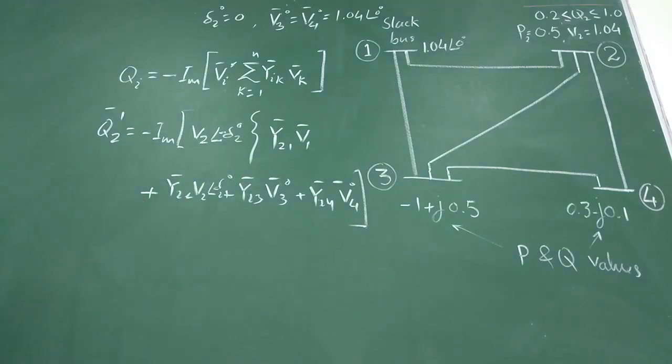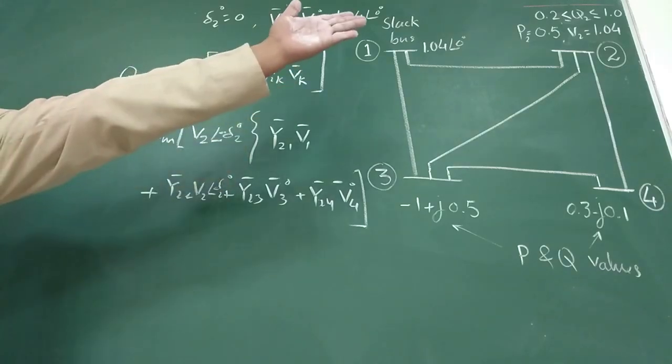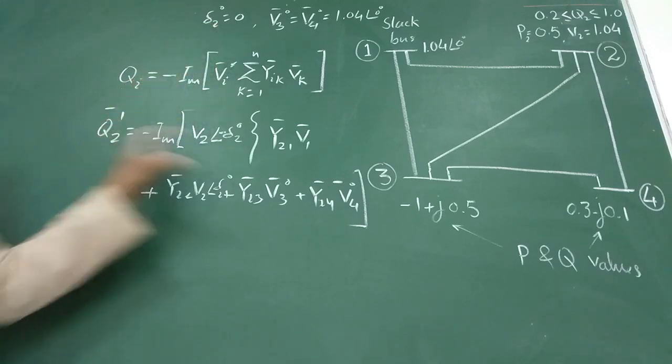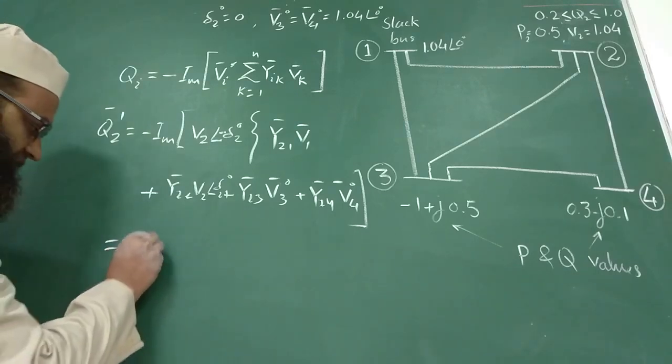Is it not? Because V2 will be fixed. That is a parameter, not a variable. V2 is given; delta 2 is the variable, and we have assumed the initial value of this variable. So put these values and evaluate it quickly. Tell me the value. So it is coming out to be 0.